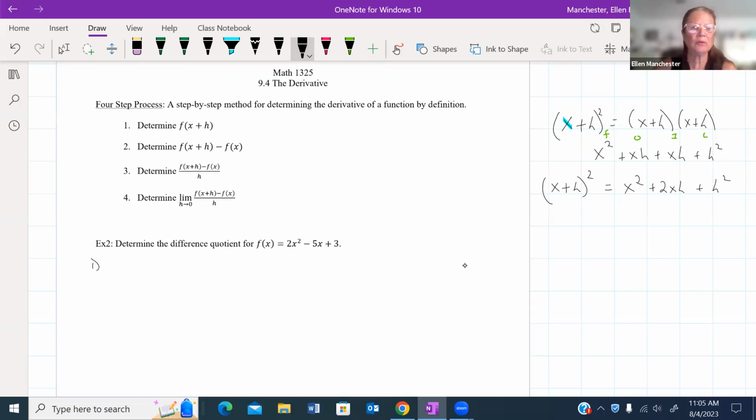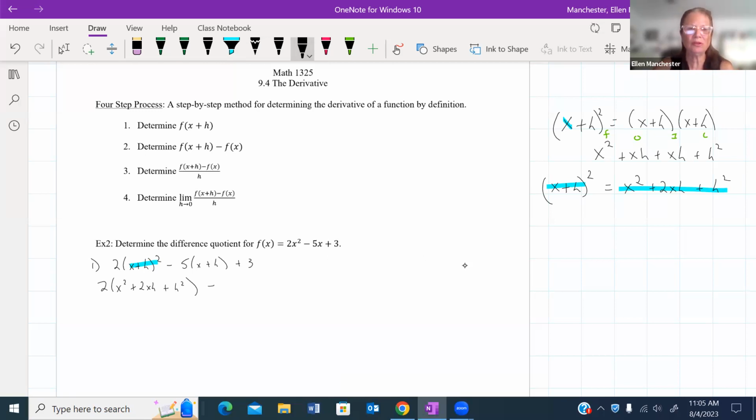Okay, so step 1, here we go. We're going to take out our x, and we're going to plug in x plus h. Every time I see an x, I'm going to plug in x plus h. Now it's just algebra. That's all it is. So x plus h squared is our x squared plus 2xh plus h squared. That never changes. That will always be the same.